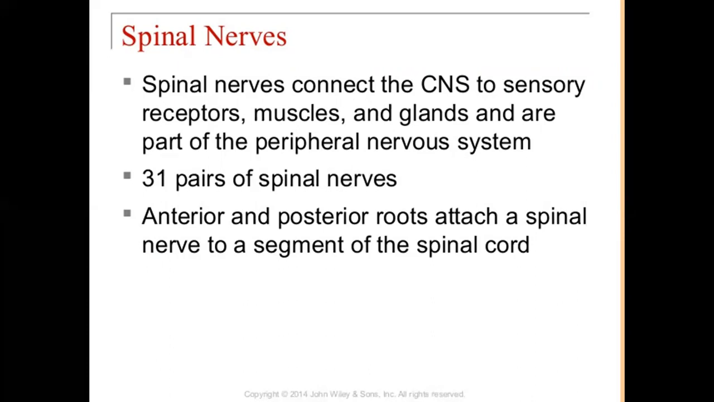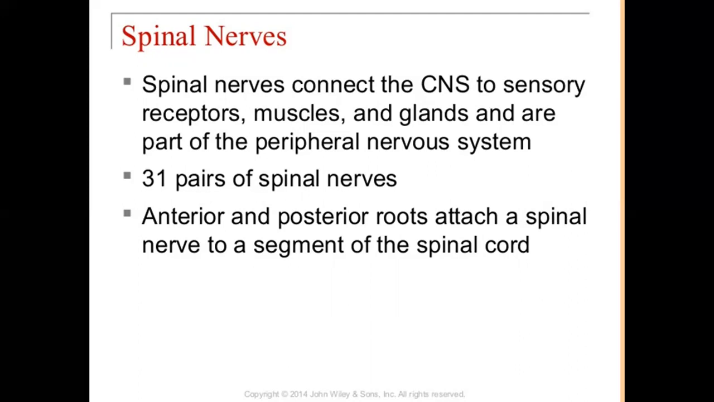Now, first of all, about ganglia. What is a ganglia? Ganglia are the clusters of neuron cell bodies outside central nervous system. Now, what about the nerves? There are two types of nerves in peripheral nervous system: spinal nerves and cranial nerves. First one, spinal nerves. Spinal nerves arise from the spinal cord, and there are 31 pairs of spinal nerves. All these spinal nerves are mixed nerves in nature.